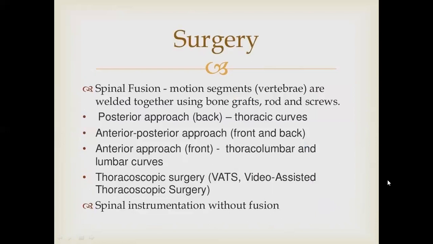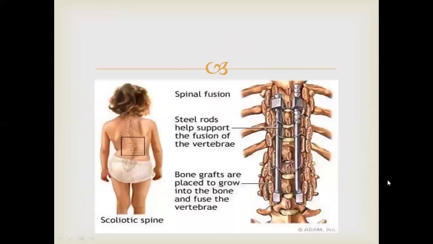Surgery options include spinal fusion, in which motion segment vertebrae are welded together using bone graft, rods and screws. The posterior approach, from the back, is used for thoracic curves; the anterior-posterior approach, front and back; and the anterior approach, front, for thoracolumbar and lumbar curves. Also thoracoscopic surgery, VATS, video-assisted thoracoscopic surgery, and spinal instrumentation without fusion.